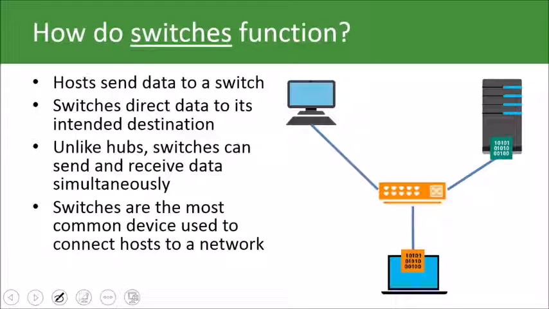So you saw the yellow piece of data there go from the PC to the laptop, and you saw the turquoise or green piece of data there go from the laptop to the server. And I guess a good way to summarize it is switches are simply smarter than hubs.